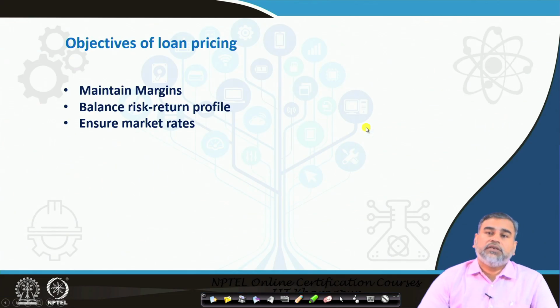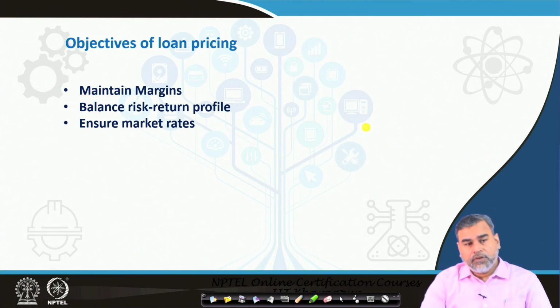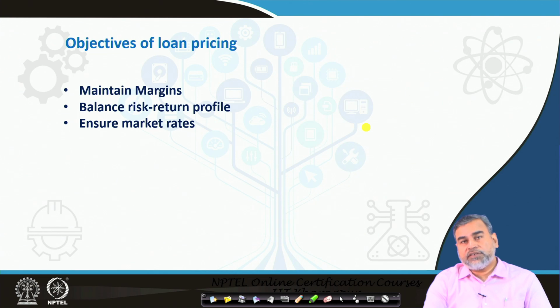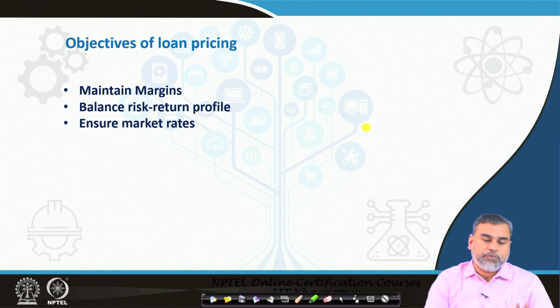Let us see what the basic objective of loan pricing is. Whenever the commercial banks price the loans, what are the things they look at? First of all, they look at the margins, how much margin they have to keep, so that the cost can be covered and they can generate certain profit out of this particular loan activity. The margins are of different types, which we will discuss further.